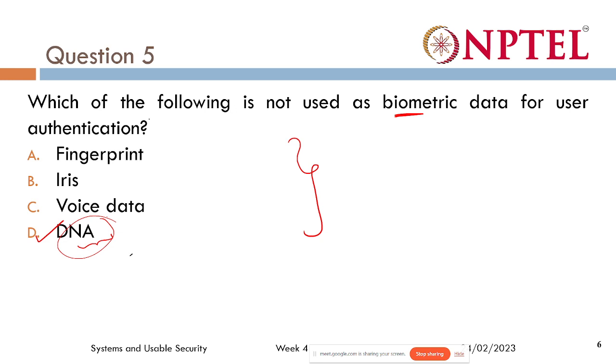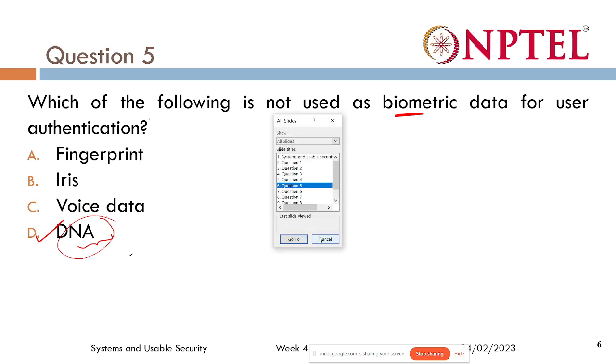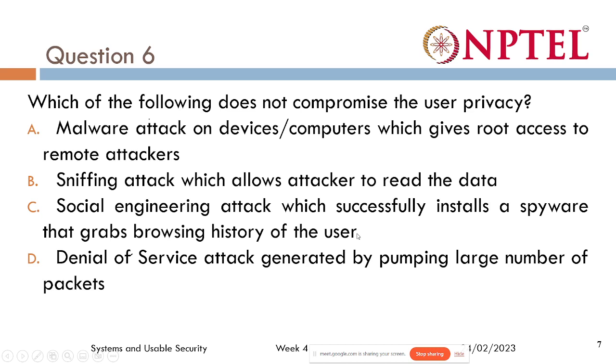So is it clear? Yes. Okay, then let's go ahead to the next question. So, which of the following does not compromise the user security? That is, user security or privacy is not violated in which of the cases, and why?